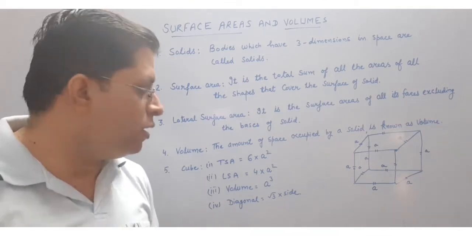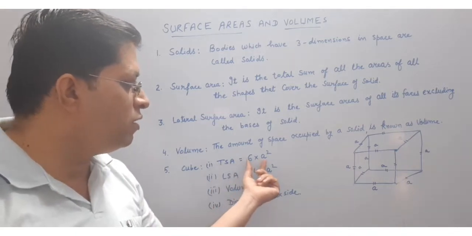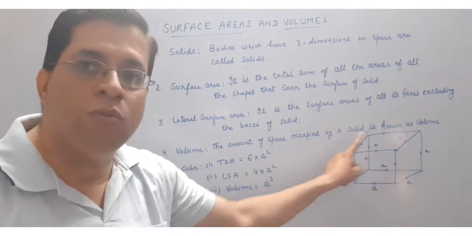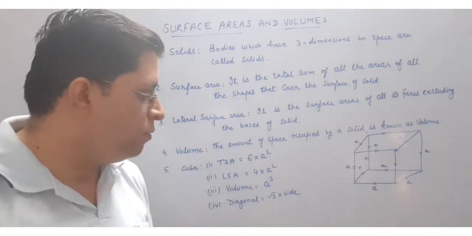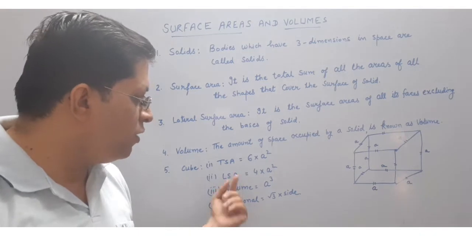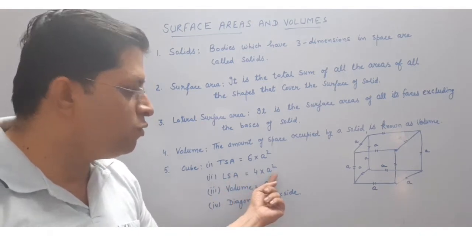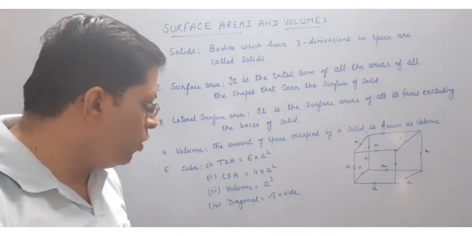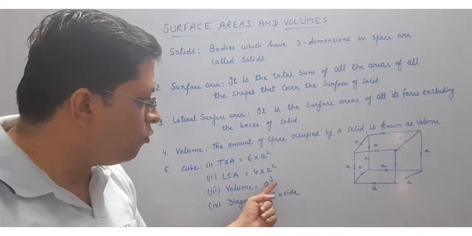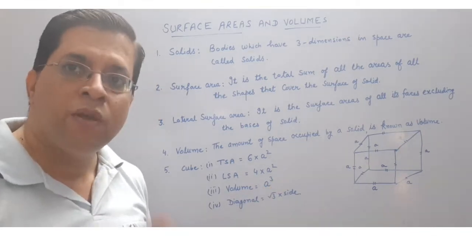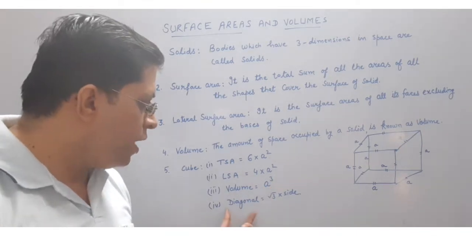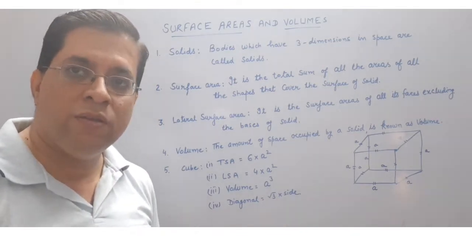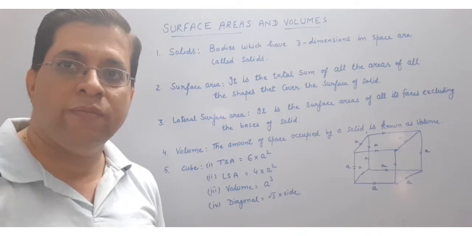Then what is the TSA of a cube? 6 into side square. Here I have taken side a. This is the shape of the cube, where all sides are equal. LSA, lateral surface area, is 4 into a square. Third point, volume. Volume of cube is a cube. One more thing, the diagonal of a cube is root 3 into side.